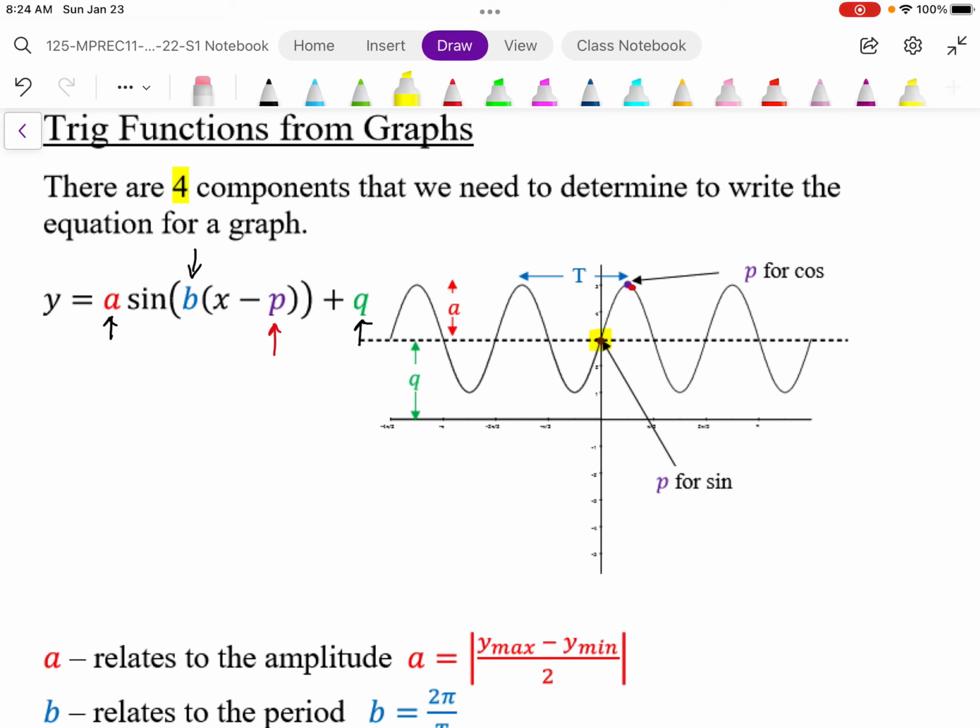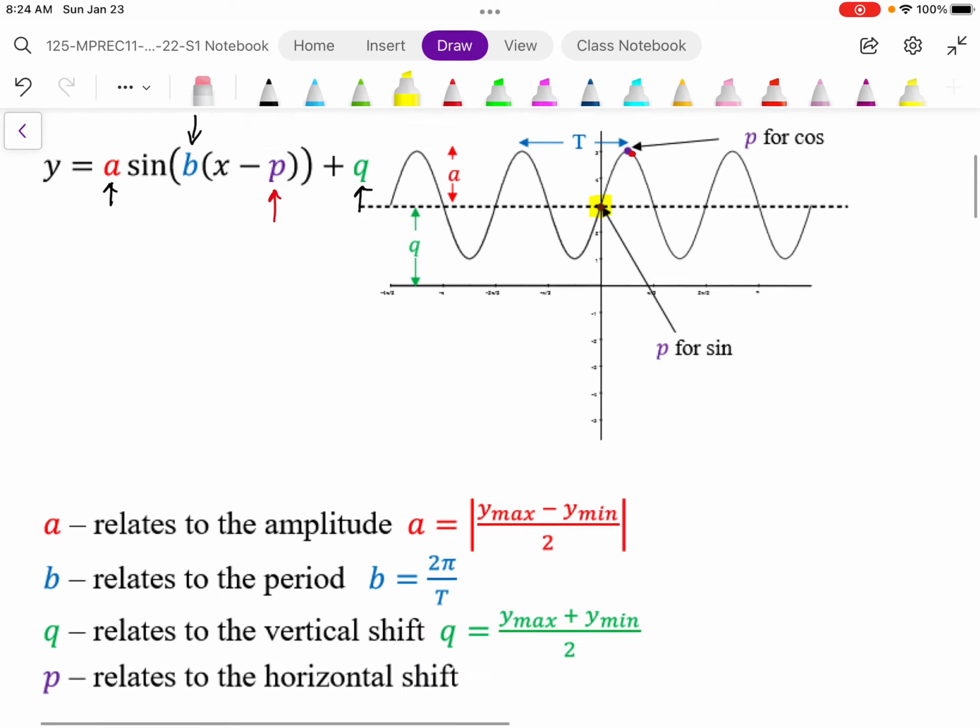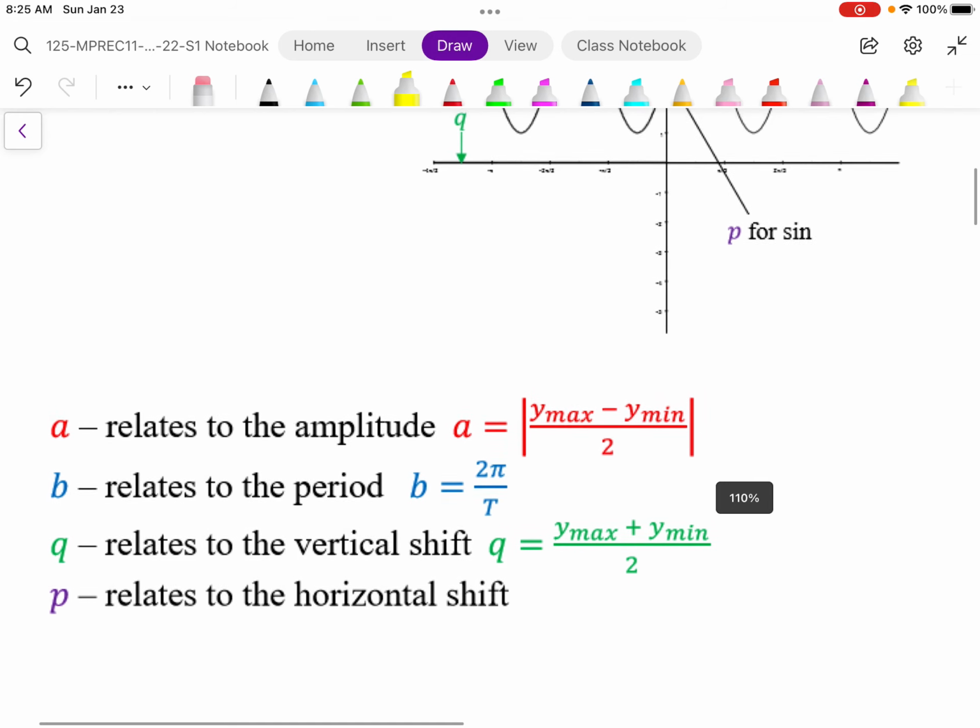So again, those four parts are important. The b value, notice that the period T is in blue because that T value is what allows us to figure out the b. So then there's some formulas here that we can use.